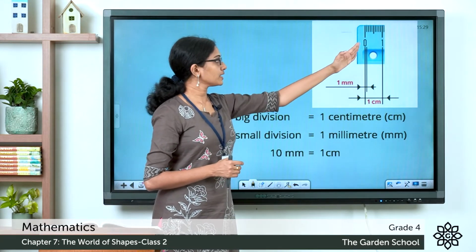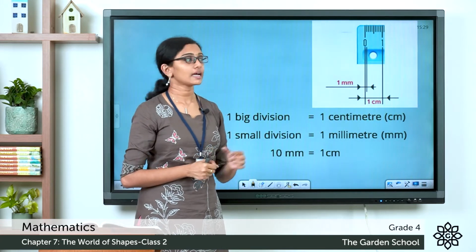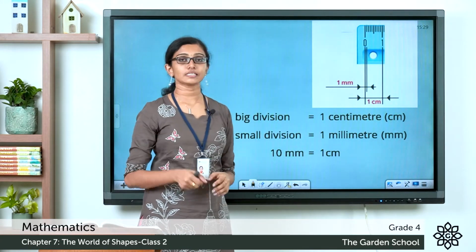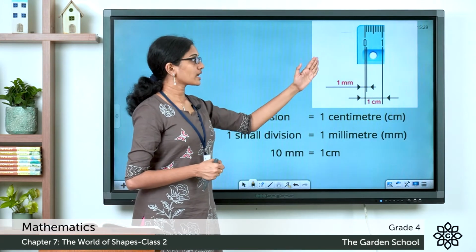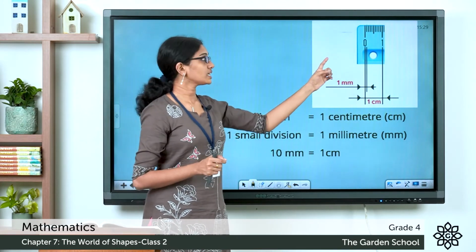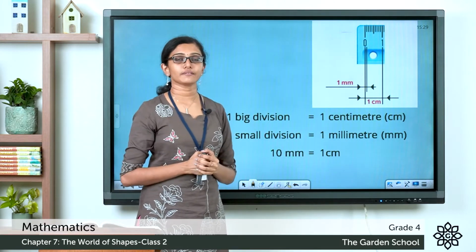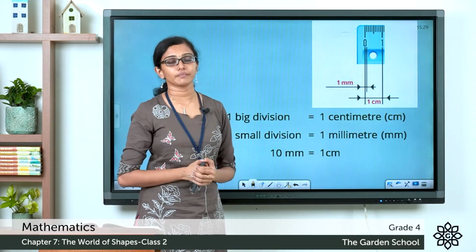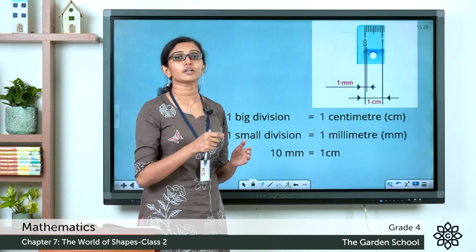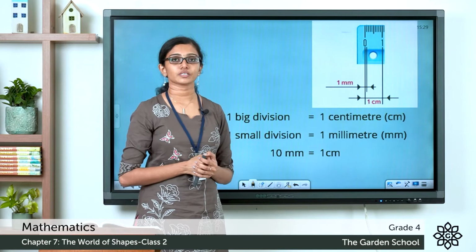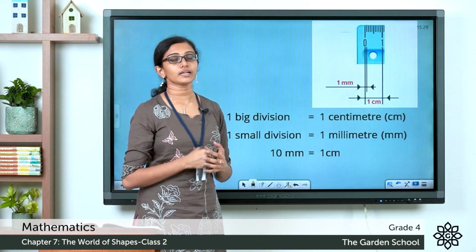And between the bigger divisions we can also see small divisions, and each small division represents 1 millimeter. So there are 10 small divisions between each marking, like between 0 and 1 there are 10 small divisions or 10 millimeters. Between 1 and 2 there will be 10 smaller divisions or 10 millimeters. So you can say 10 millimeters is equal to 1 centimeter.